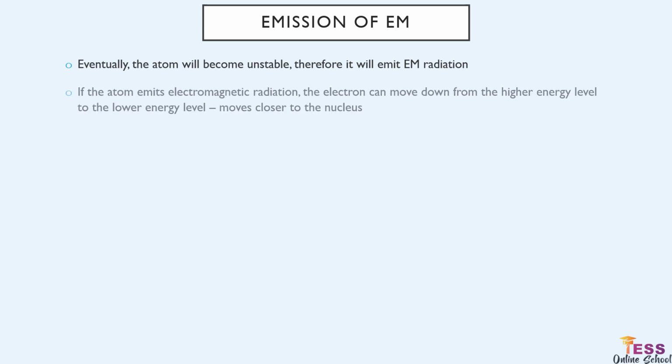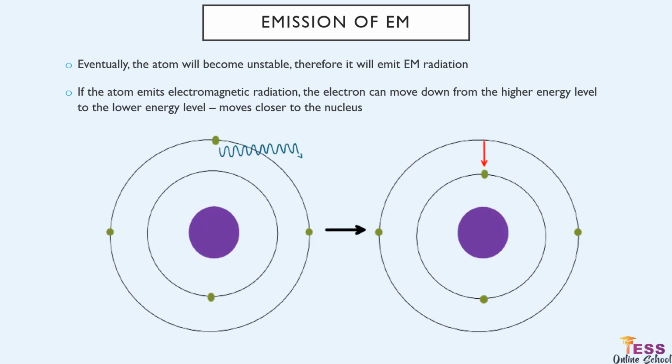Now let's look at the emission of EM. Eventually, the electron will become unstable, therefore it will lose and emit EM radiation. If the atom emits electromagnetic radiation, the electron can move down from the higher energy level to the lower energy level, therefore it will move closer to the nucleus. So as you can see in the diagram, an electron has become unstable and therefore an EM wave is being emitted, and therefore that causes the electron to move down an energy level.